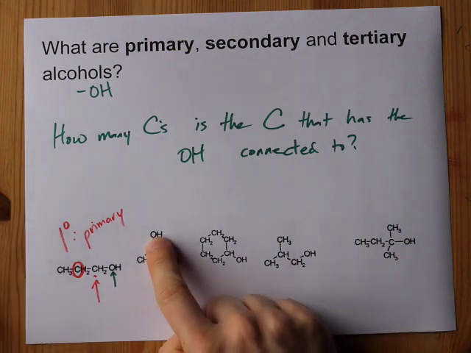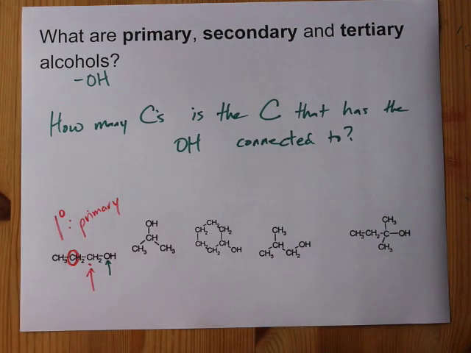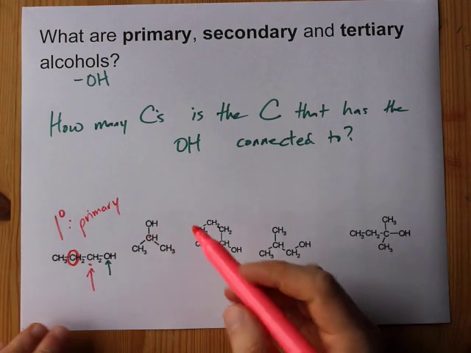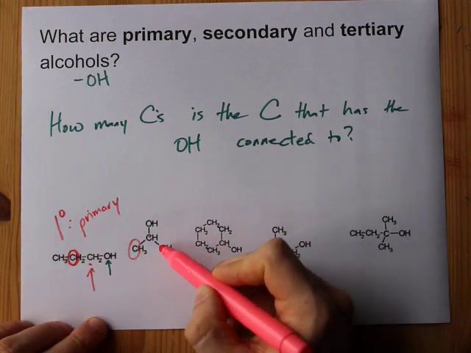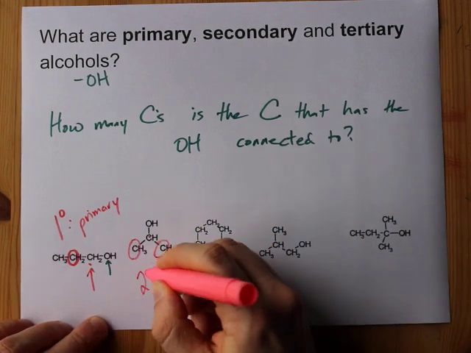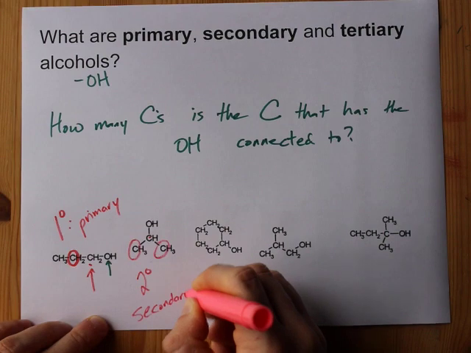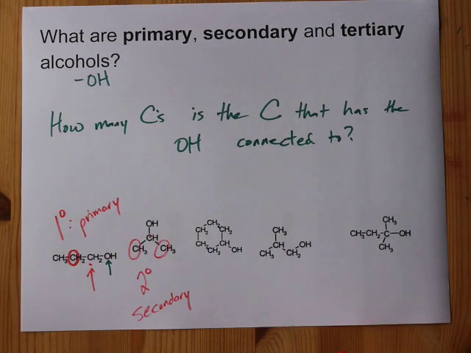Here's an O. The C that it is connected to is here. How many C's is it connected to? Well, there's 1, there's 2. That makes this secondary, aka 2 degree. There you go. Love it.